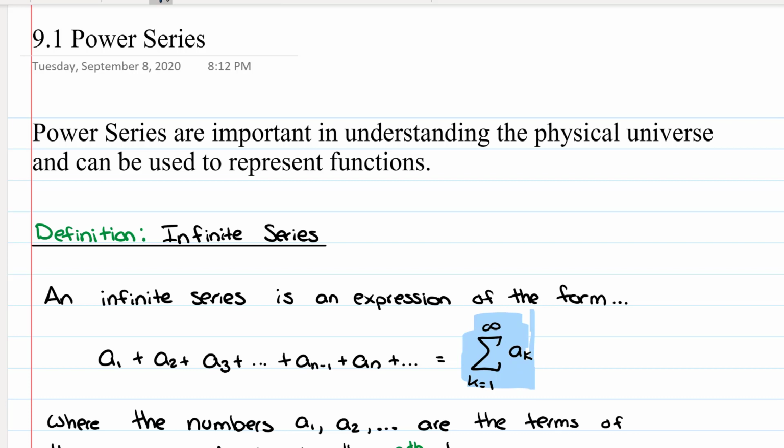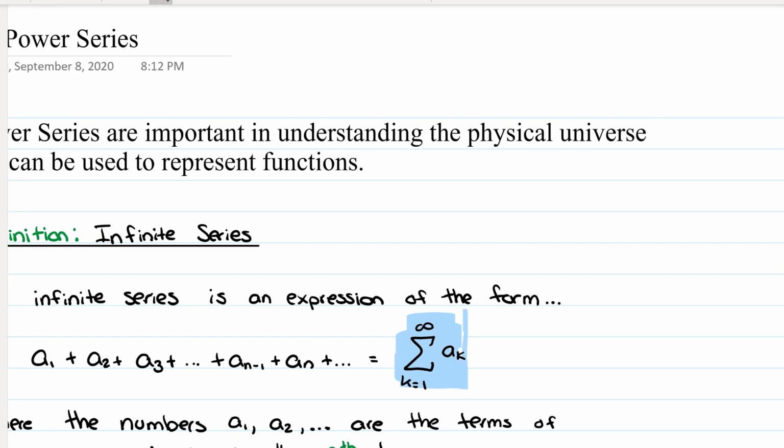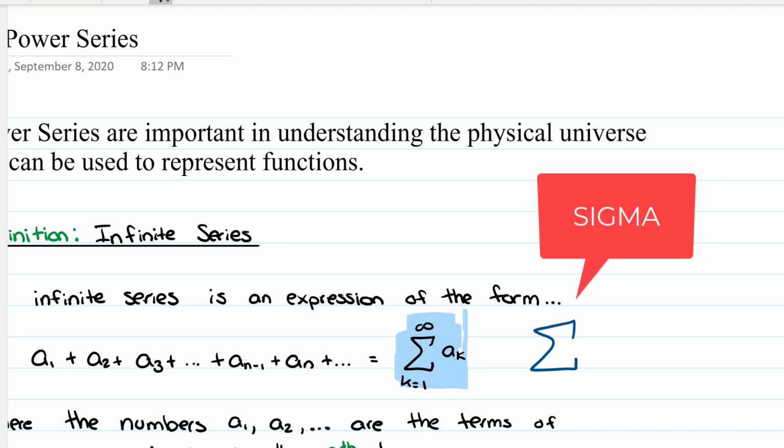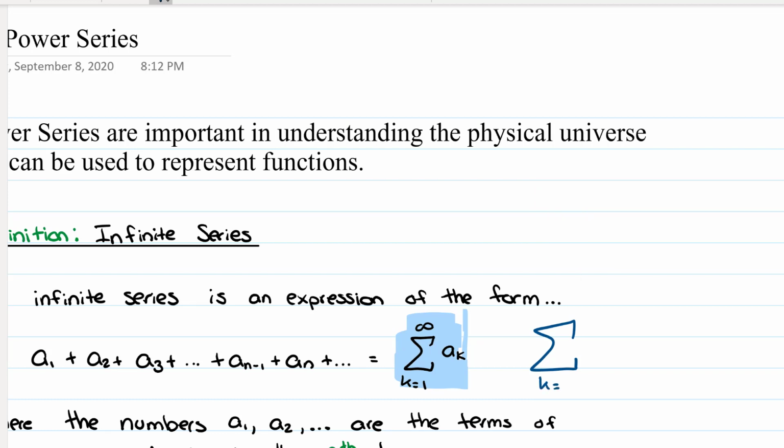So let's first break down what this symbol means. This symbol right here is capital sigma, which is a Greek letter, which we translate in math to sum. k equals 1 means that we're going to start at the first term. So a sub k, if I were to plug it in, would be a sub 1. a sub 2 would be the second term. And we're going to allow k to go to infinity.